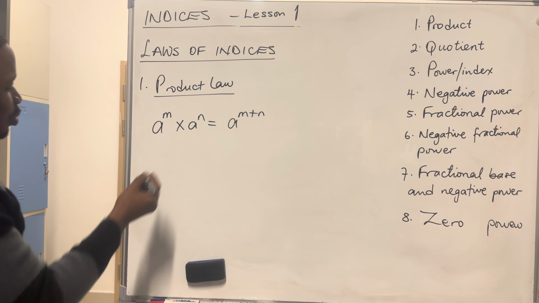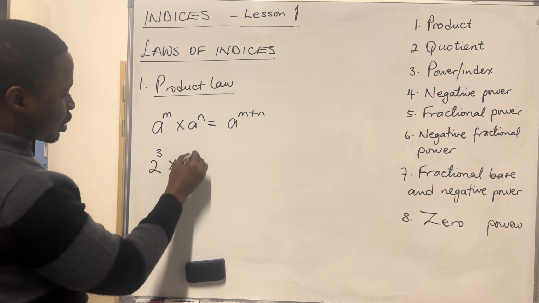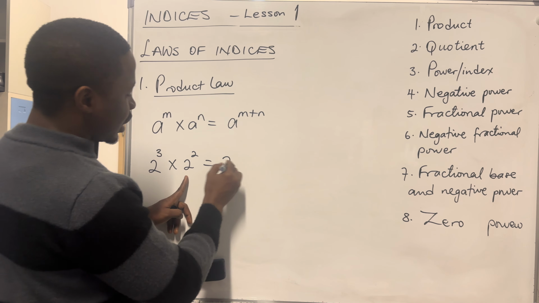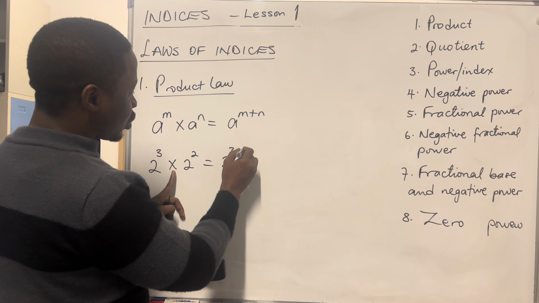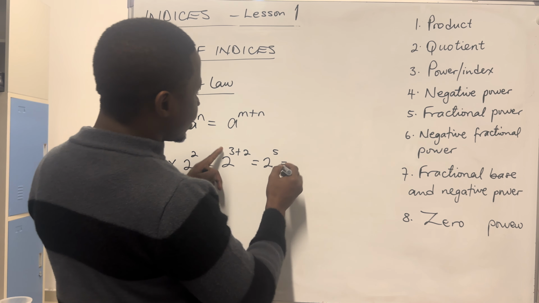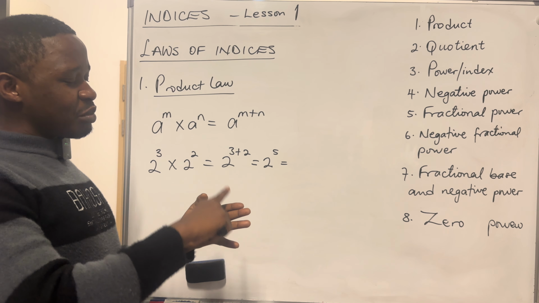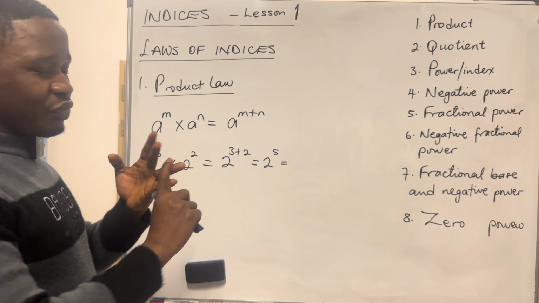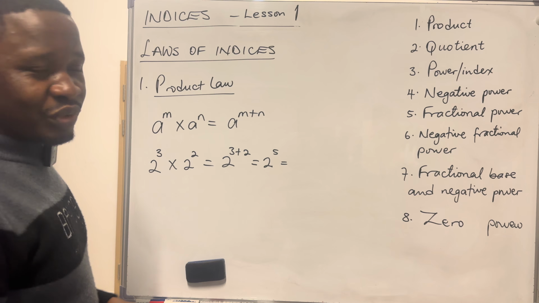So for example, if the teacher says 2 to the power 3 times 2 to the power 2, simply the bases are the same. We take 1. Because of multiplication, we add the powers 3 plus 2. So this will give us 2 to the power 5. 2 to the power 5 is the same as 2 times 2 times 2 times 2 times 2, and that will give us 32. 2 times 2, 4. 4 times 2, 8. 8 times 2, 16. 16 times 2, 32.